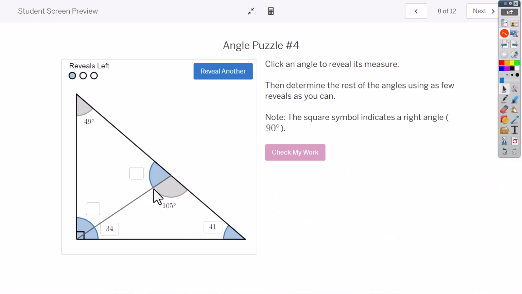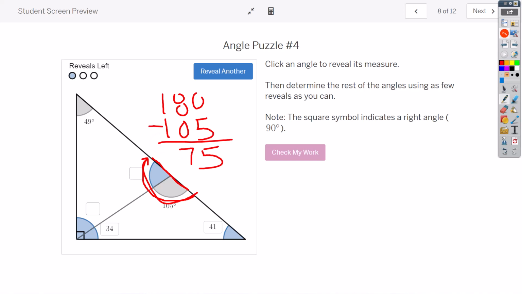The rest of what we need to look at, I'm going to use different observations. Let's find this angle right here, knowing that from here to here is a straight line, and that should be 180 degrees. Well, if all the way from one side to the other is 180, and I know the measure of one of these is 105, then I should be able to subtract to find the rest of that straight angle. It should be 75.